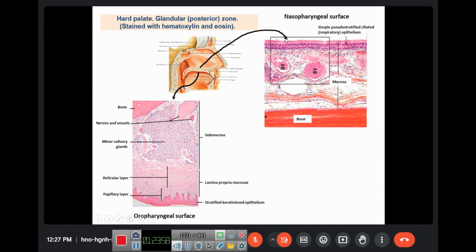So what we have in the upper nasopharyngeal surface? Bone in the center. It is the most part of the hard palate, bone tissue, and here we have the mucosa, which is firmly attached to the bone. Mucosa contains epithelium and underlying lamina propria mucosa. Epithelium here, it is simple pseudostratified ciliated or respiratory epithelium, the same as we have seen in trachea.